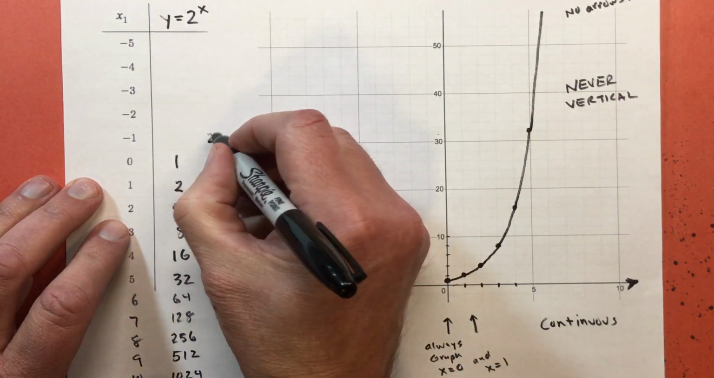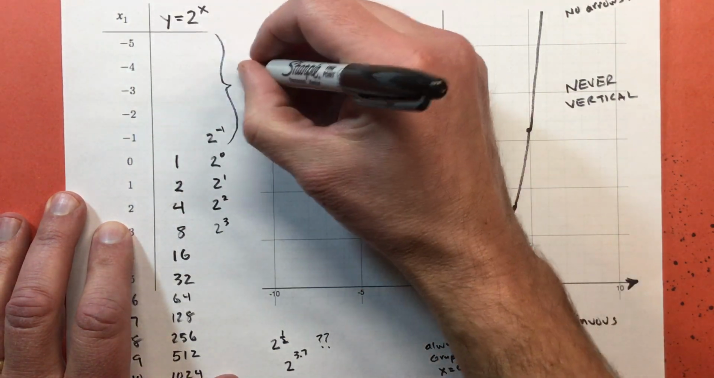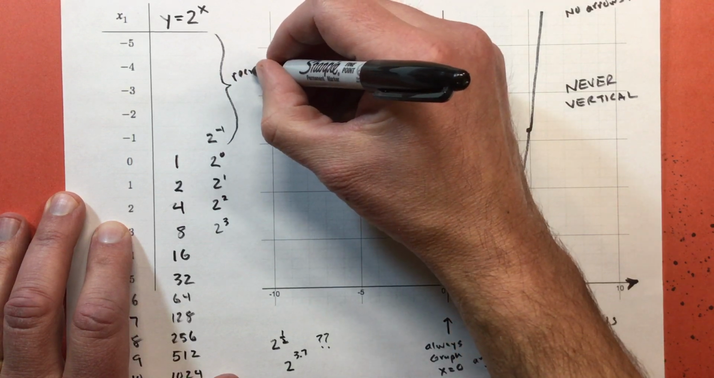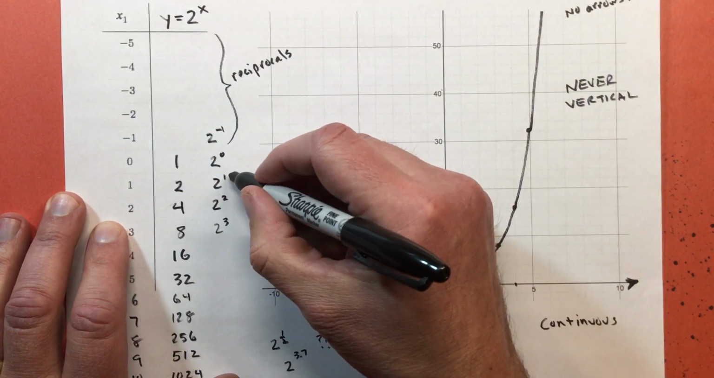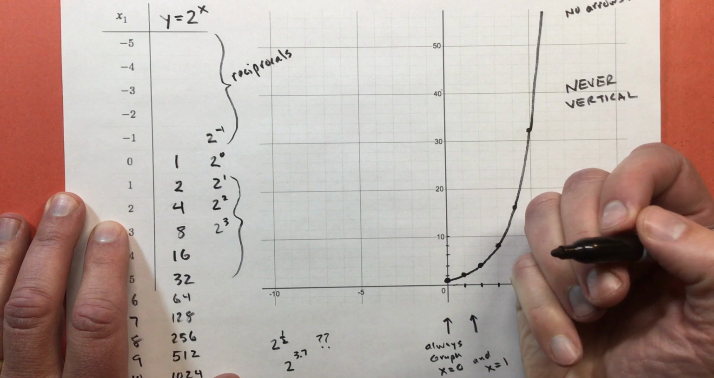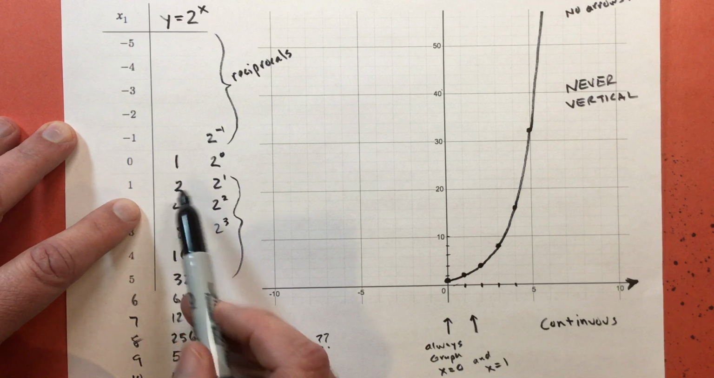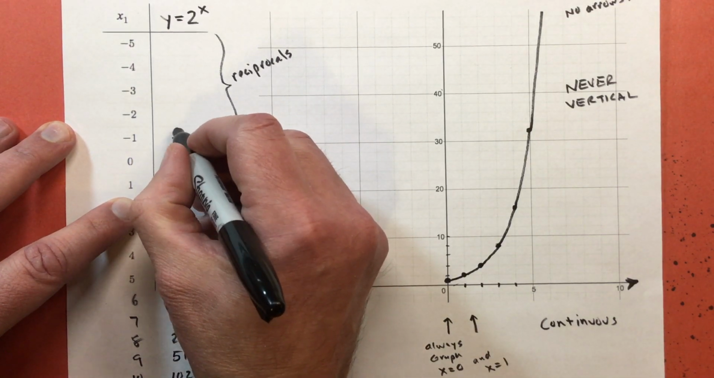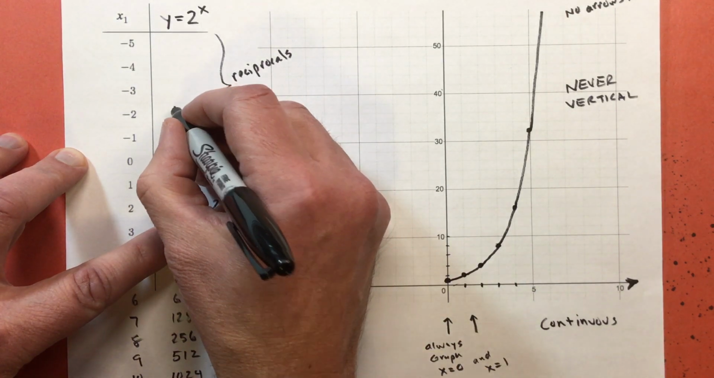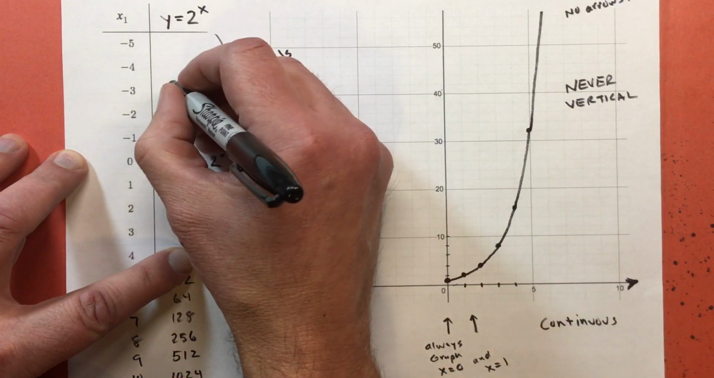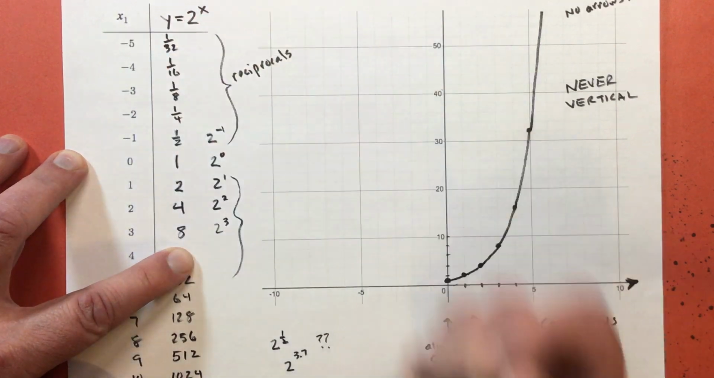What about 2 to the negative 1 power? All of these are going to be reciprocals of these. So what's the reciprocal? And at 0 it's still going to be 1. But what's the reciprocal of 2? That's going to be 1/2. You can also say 0.5. What's the reciprocal of 4? 1/4. Reciprocal of 8 would be 1/8, and this would be 1/16, and this would be 1/32.